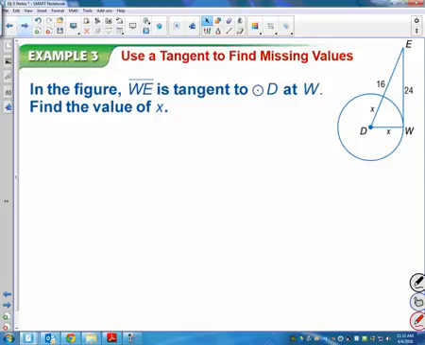Okay, so the other part of that is, what if they tell you it's tangent and then there are missing parts, right? So it says in the figure WE is tangent to circle D at W. Find the value of X. So we can use that same idea, only we're going to have a lot more algebra to do.